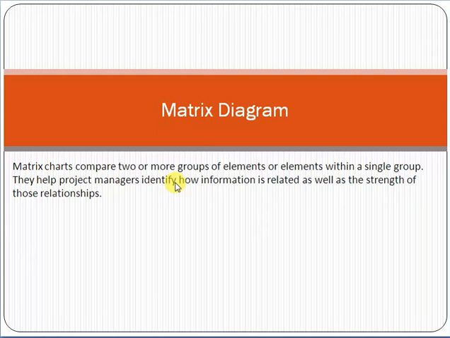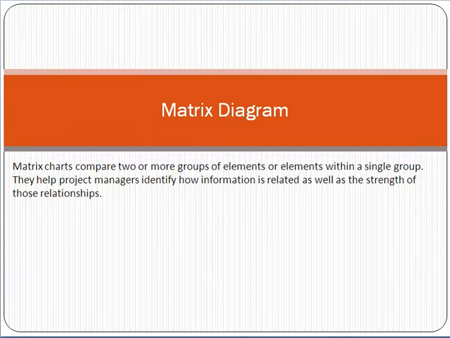By making the matrix diagram, friend, you compare two or more groups of elements, or elements within a single group. They help the project manager identify how information is related, as well as the strength of those relationships. Matrix diagram helps you to understand the relationship between multiple factors, multiple elements, and it gives you the leverage to utilize these factors and successfully complete your project on time.